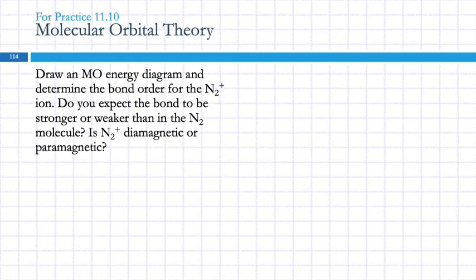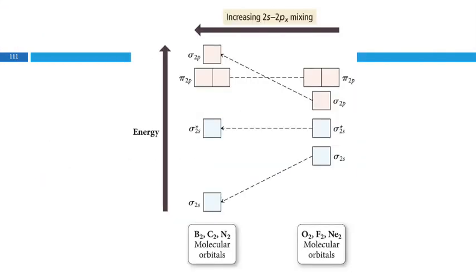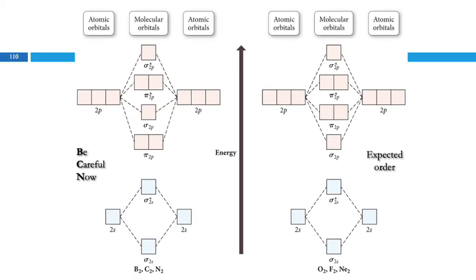Okay, draw a molecular orbital energy diagram and determine the bond order for the N2 plus ion. Do we expect this bond to be stronger or weaker than N2? And is N2 plus diamagnetic or paramagnetic? So instead of watching me try to draw orbital diagrams, we're just going to use these, okay? So we're doing nitrogen, so we need to use the one over here.